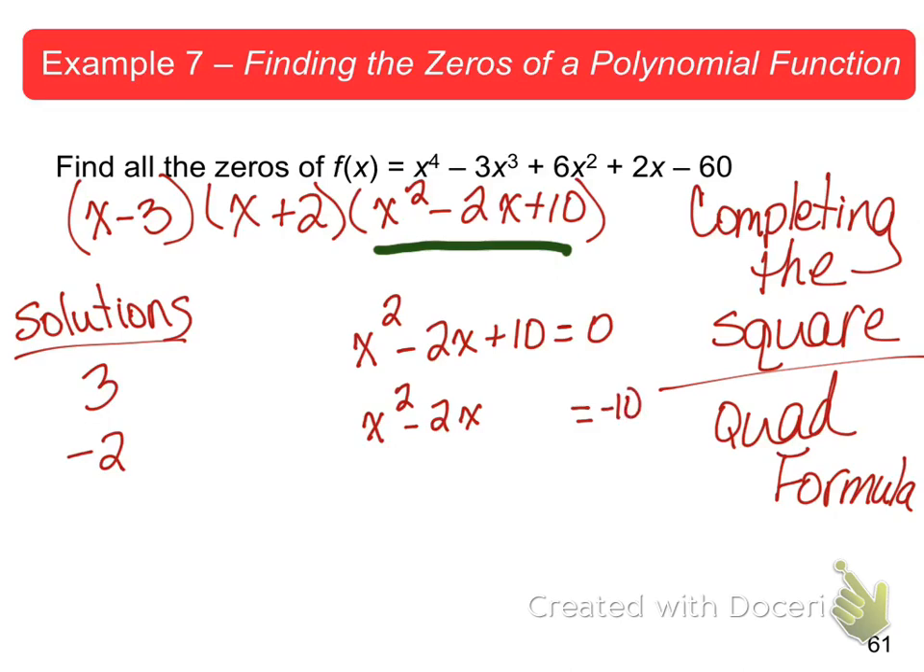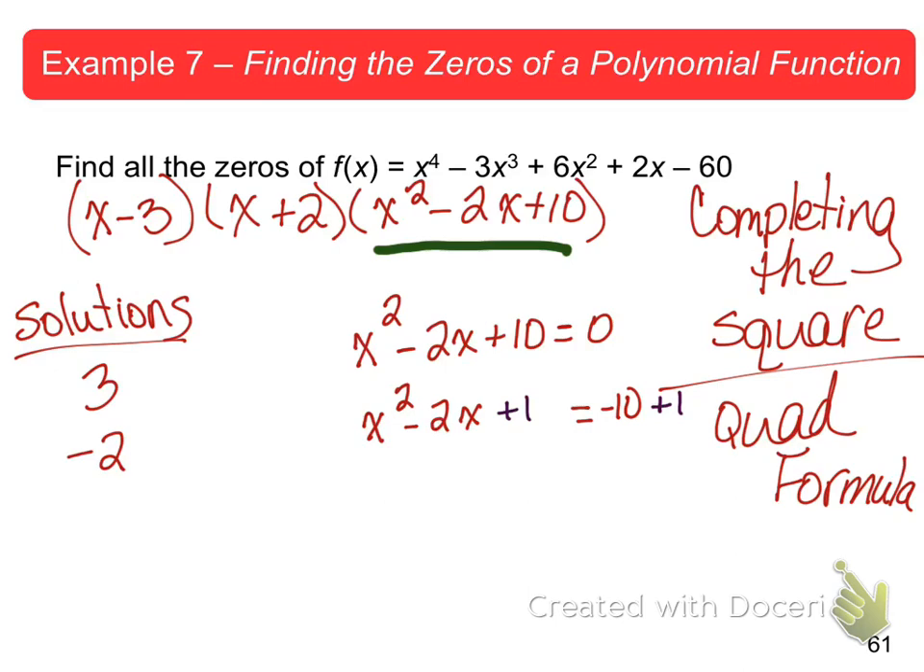Okay, then I take half of negative 2. What's half of negative 2? What's half of 2? 1. Make it negative. Negative 1. Then we are going to square negative 1. What's negative 1 squared? Positive 1. So I am going to add positive 1 to both sides. Okay?